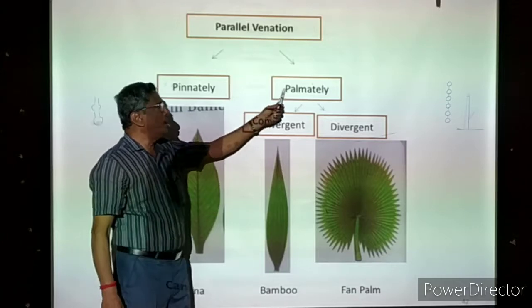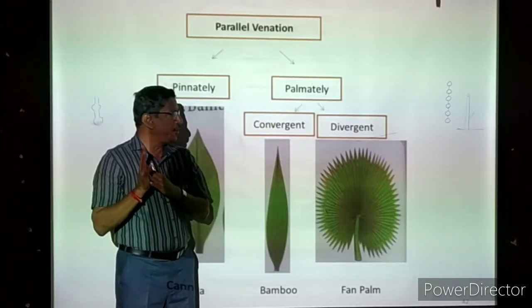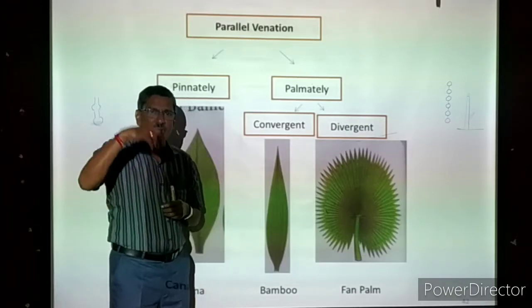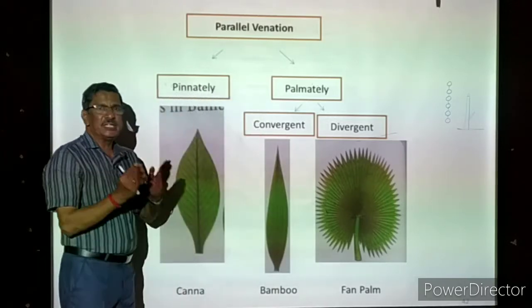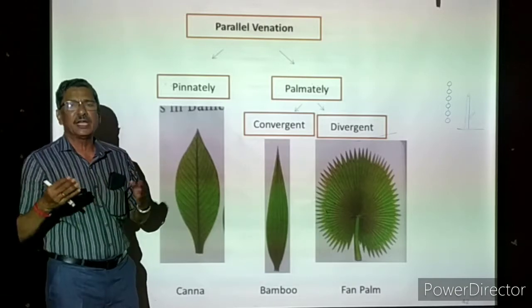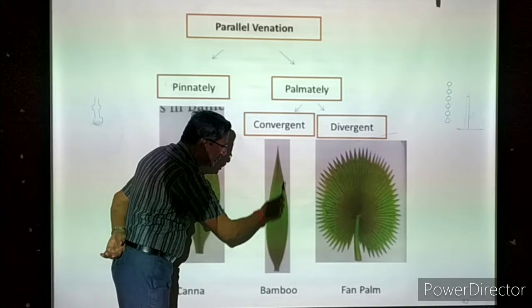Now we are coming to palmately. I already told you palmately means the arrangement of the veins will be like palm and finger. All the veins are arising from a common region. That is called. In that convergent. Convergent means the tip of the veins are coming closer to each other. But they are not touching. But they are coming closer to each other. Convergent.